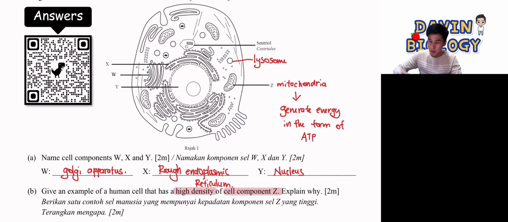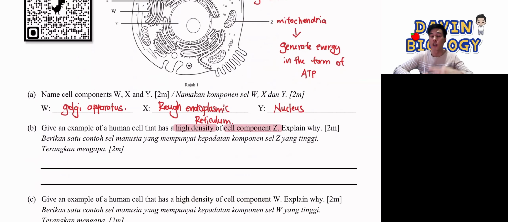Okay. Yeah, later we will do questions about that. Now, generate energy in the form of ATP. Today we're not going to talk about what ATP is, but ATP is basically a chemical that provides energy for living things. It stands for adenosine triphosphate. Now, when they ask you what cells have a lot of mitochondria, meaning cells that need a lot of energy.